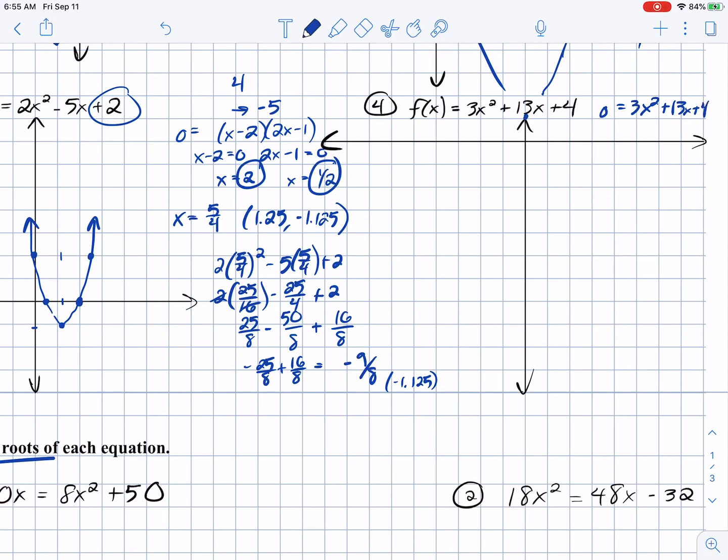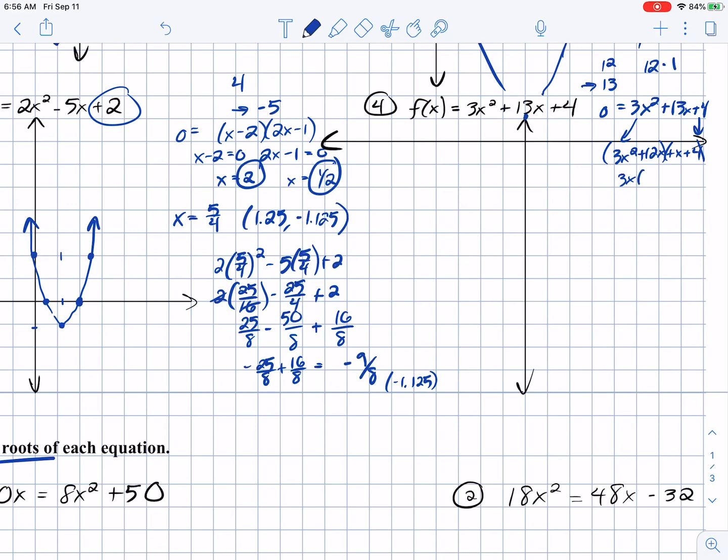We're looking for factors of 12 that add up to -13. They both need to be positive, so hopefully we can see that 12 times 1 would be our 2 factors. Let's factor using all of our steps. So 3x squared plus 12x plus x plus 4, and then we group it.